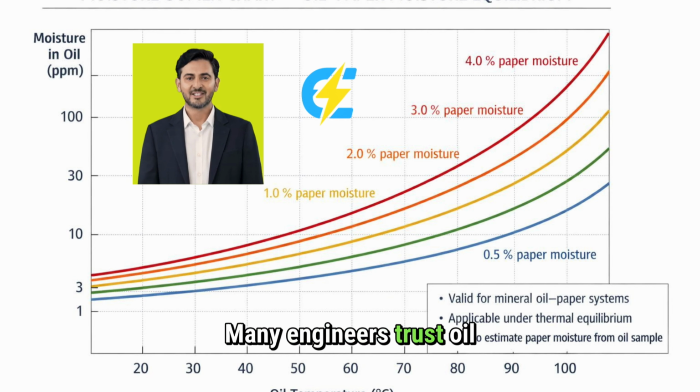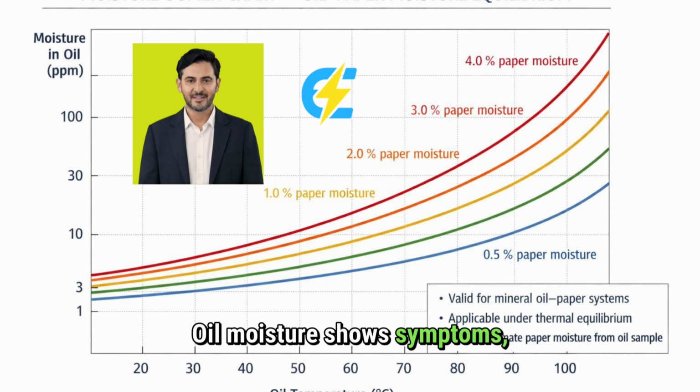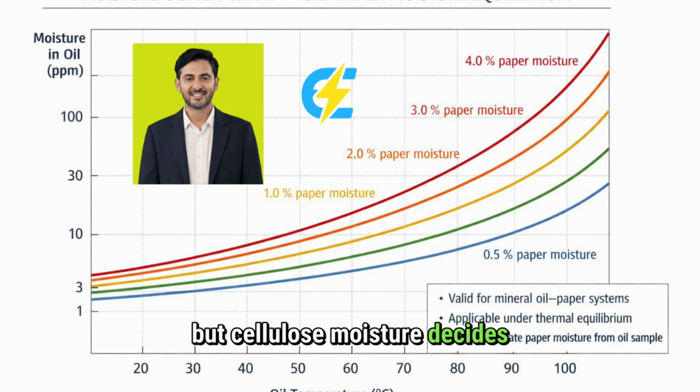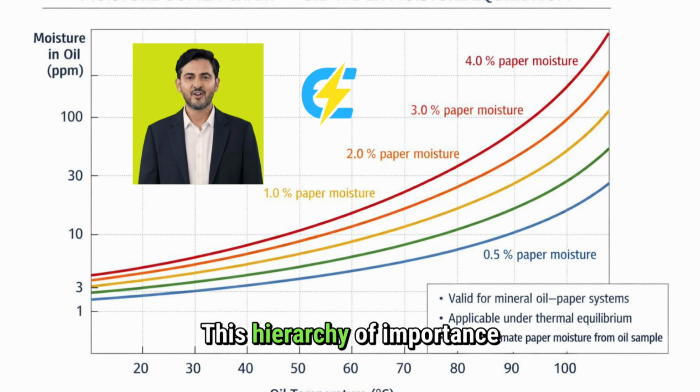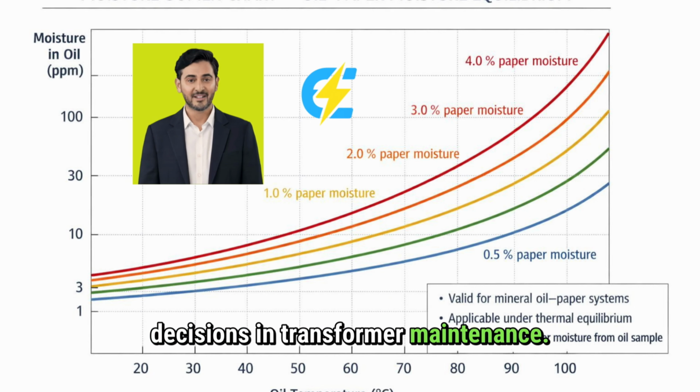Many engineers trust oil parts per million readings and ignore paper moisture. That is a dangerous mistake. Transformers do not fail because oil is wet. They fail because paper is wet. Oil moisture shows symptoms, relative saturation shows stress, but cellulose moisture decides life. This hierarchy of importance must guide all moisture-related decisions in transformer maintenance.